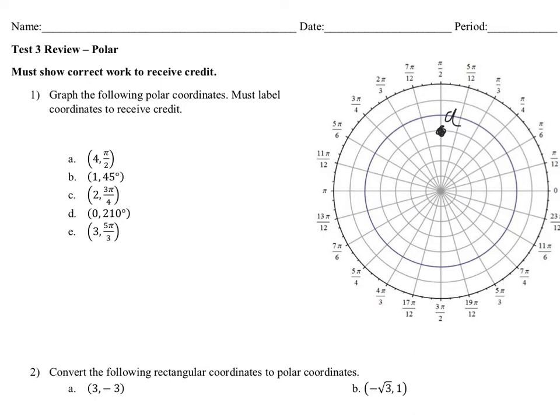Then we're going to go to 45 degrees. So 45 degrees is the same as pi over 4. So I'm going to go to pi over 4, and I'm going to count out 1 unit. That would be approximately right here. That's B. C is at 3 pi over 4 and out 2. 1, 2.